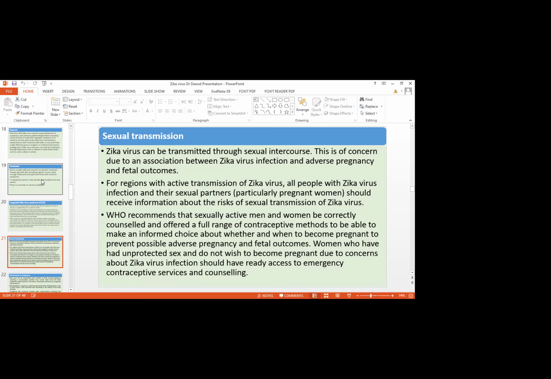WHO recommends that sexually active men and women be counseled and offered a full range of contraceptive methods and be informed about the choices of contraception, whatever is possible at that particular point in time or geographical area. Women who have had unprotected sex and don't wish to become pregnant due to concern about Zika virus infection should have ready access to emergency contraceptive services and counseling.